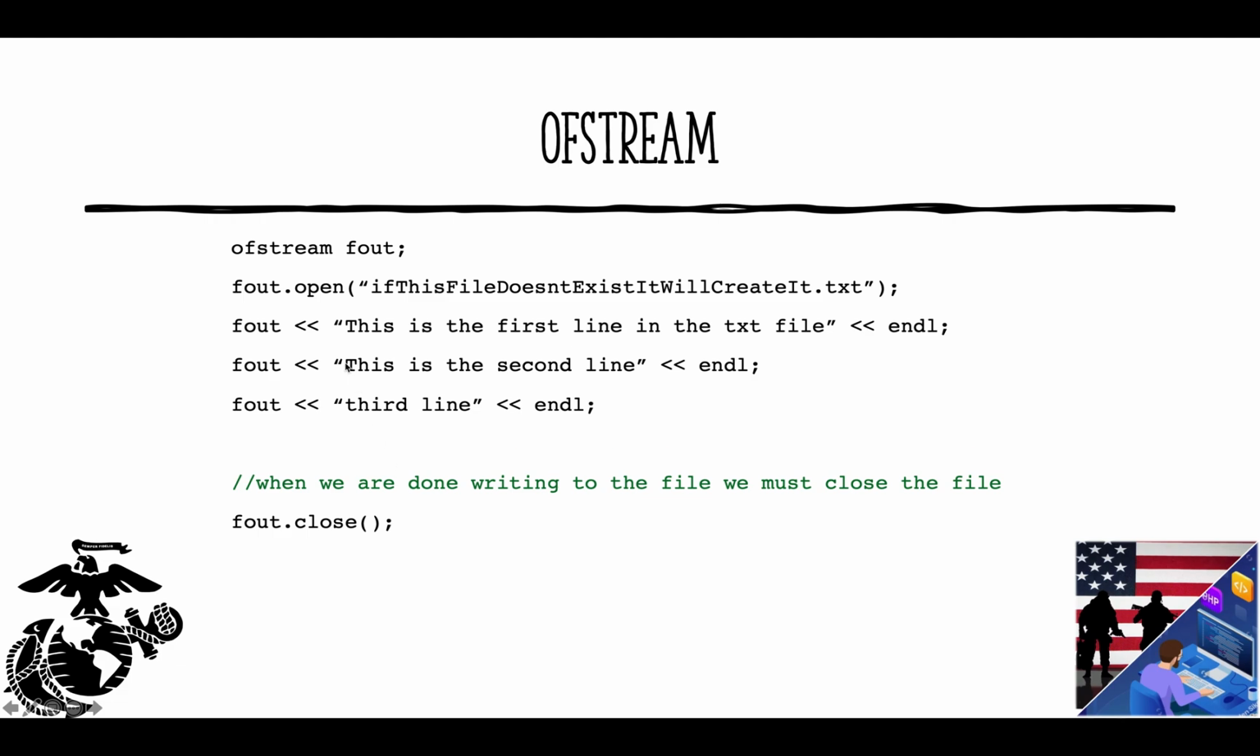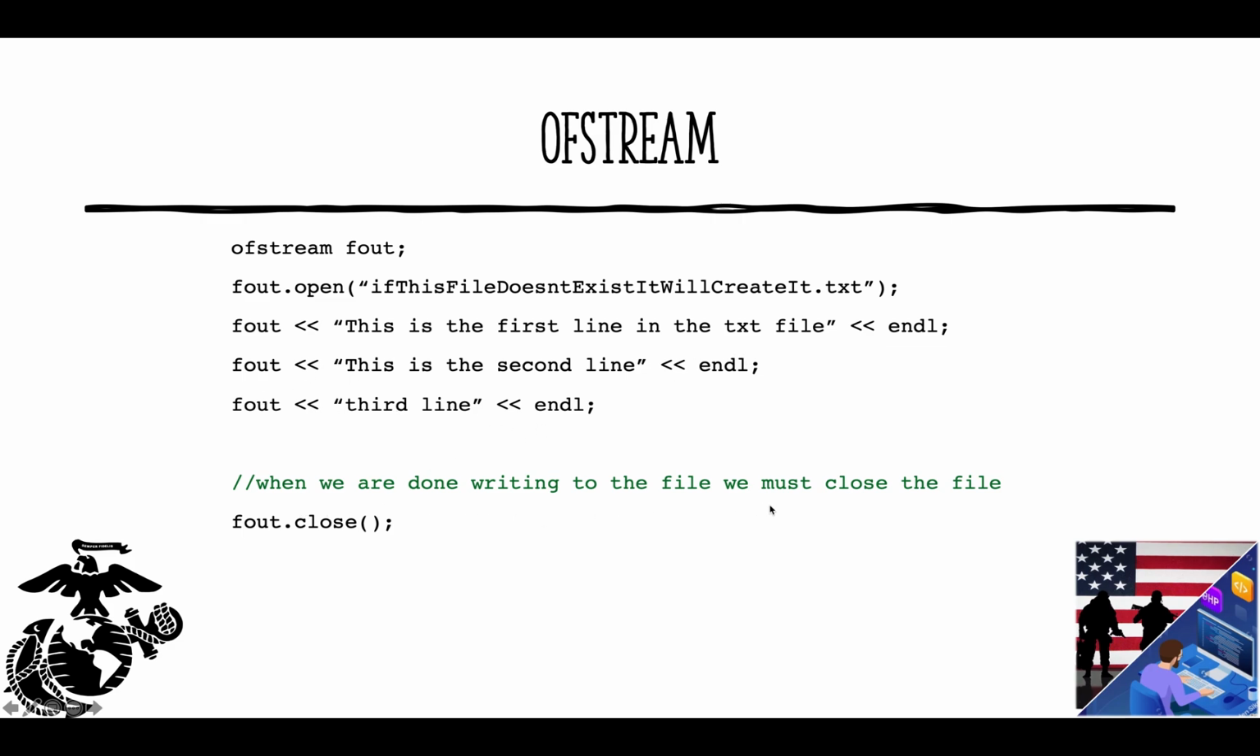So here's our first few lines. So we have our ofstream, and then our object fout, and then we're doing fout.open. If this file doesn't exist, it will create it. It's a .txt file. So we're creating a .txt file. This is us actually writing to the file. So similar to our cout statement, we're now just doing an fout statement. Seems pretty easy. Fout, this is the first line in our text file. Endl, so it writes the next line. Fout, this is the second line. Endl, fout, this is the third line.